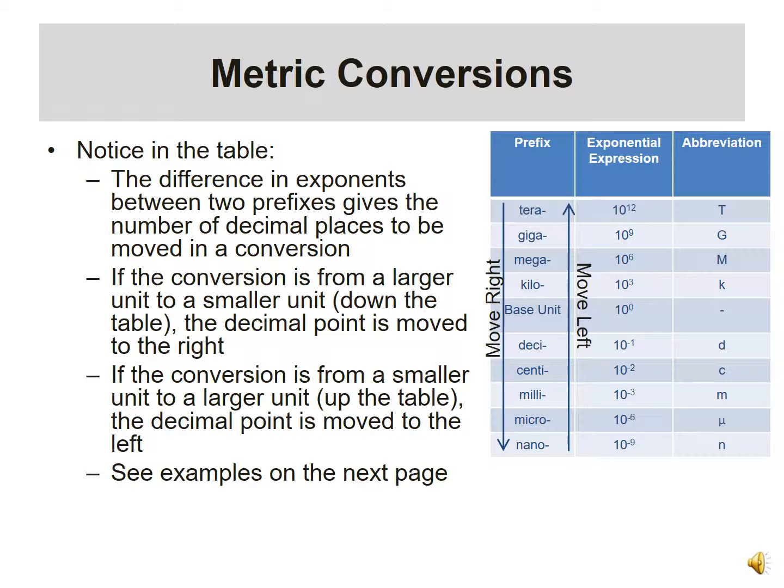The number of places comes from looking at the difference in exponents between, for example, a tera and a mega. The tera has a 10 to the 12th, and the mega has 10 to the 6th. 12 minus 6 is 6 decimal places. If I want to go from a mega to a tera, I would move 6 decimal places to the left. If I want to go from a tera to a mega, I'd move it 6 decimal places to the right. Let's look at some examples of this.